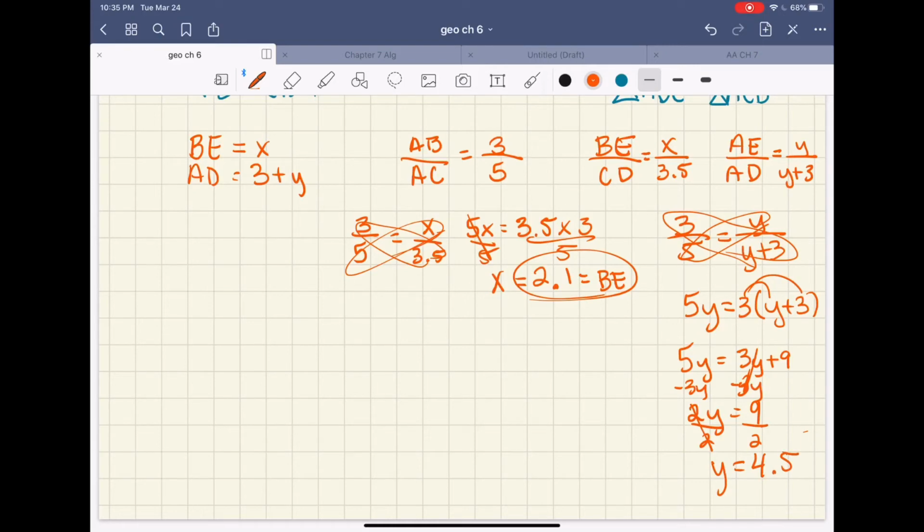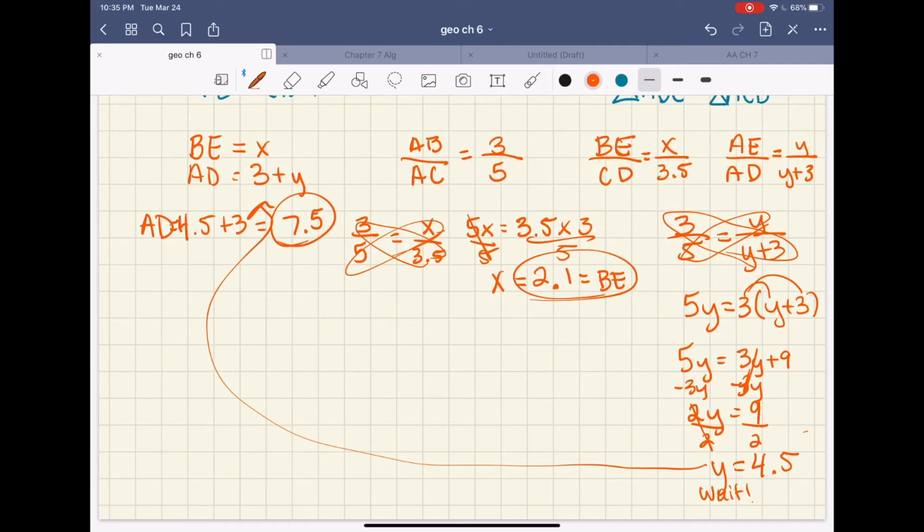Now, y equals 4.5 is not my answer, so wait. I need to plug it back in to AD here. So AD is going to be 4.5 plus 3, which is 7.5. So I have AD and BE now.